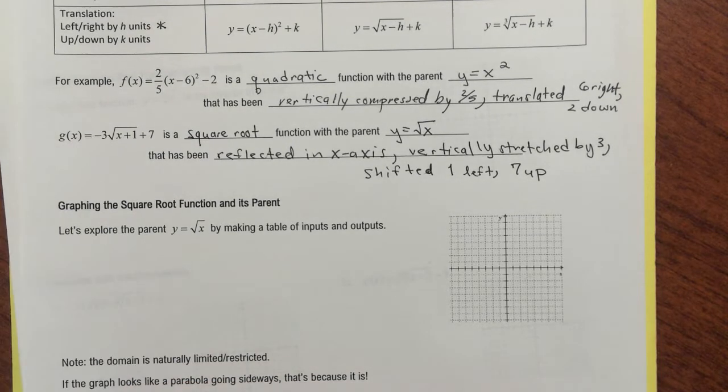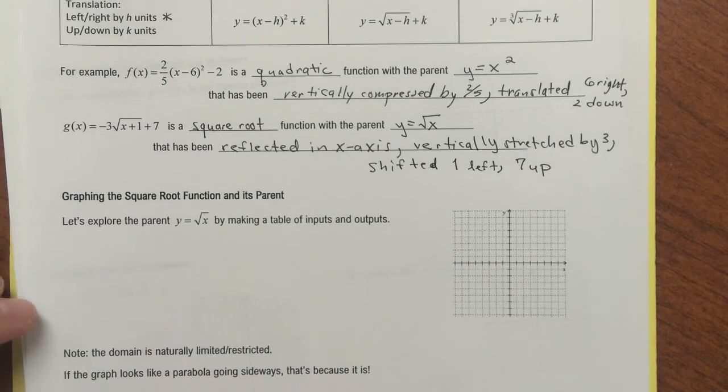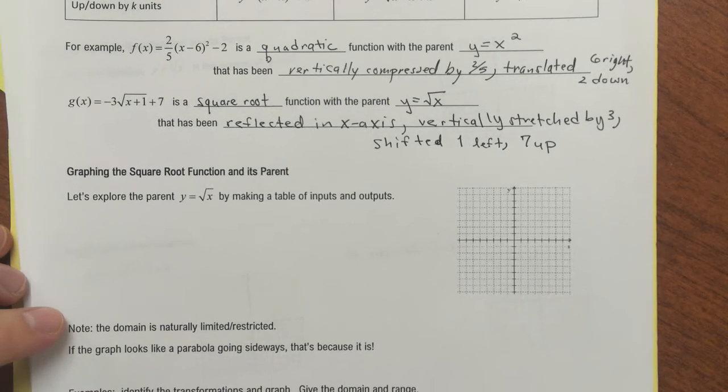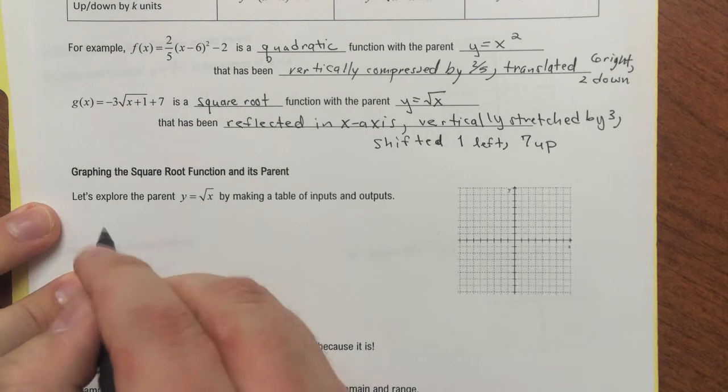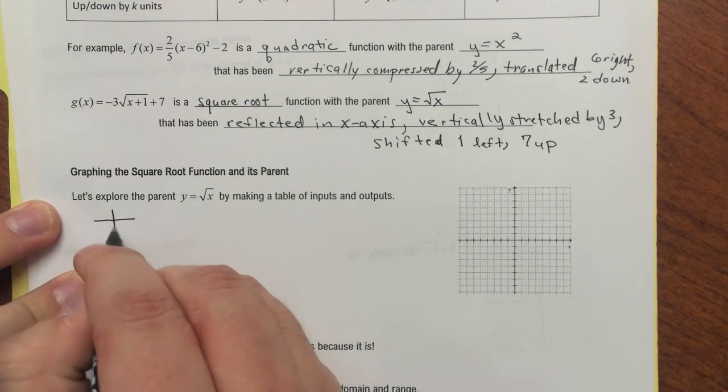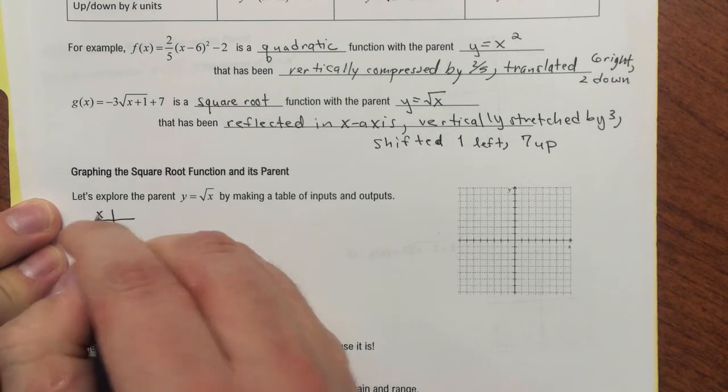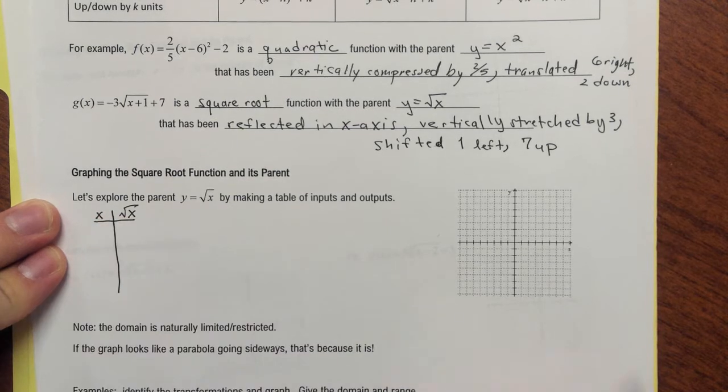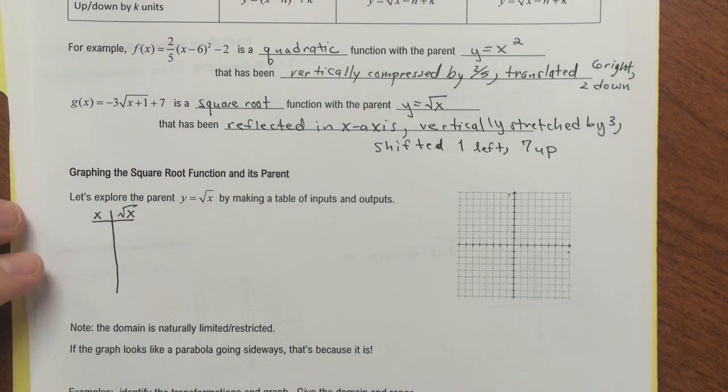How will we graph specifically the square root function and its parent, more importantly? Well, let's explore y equals the square root of x by making a table of values, a table of inputs and outputs. I'll do that right here. I'll put down x, and y will be the square root of x. Now, I could, in theory, just put in anything. If I'm exploring a function, typically I might start with something like -2 to +2, so -2, -1, 0, 1, and 2. I don't need to do quite that much.